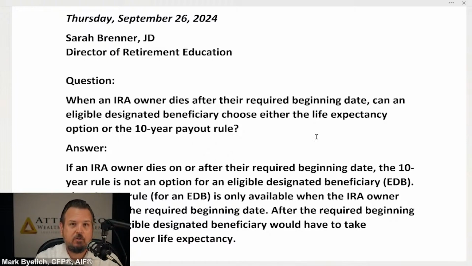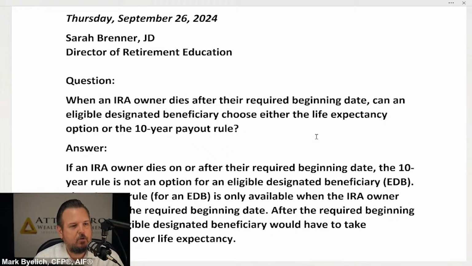Again, another confusing area. I had a conversation with a CPA about 9 months ago now, but they were arguing this 10-year payout rule, kind of just putting everybody in the category of, well, if you inherit an IRA, under the new rules, you have to deplete the entire thing by the end of the 10th year. That is not the case with everyone. And in this answer, Sarah's talking about eligible designated beneficiaries, and I'll remind you who is an eligible designated beneficiary, or an EDB, at the end of this.